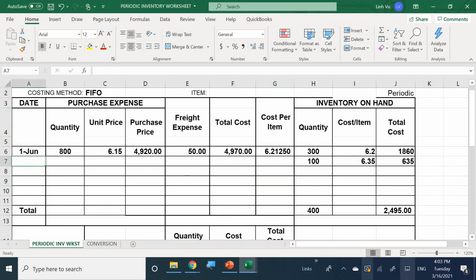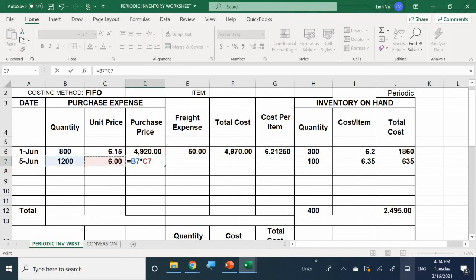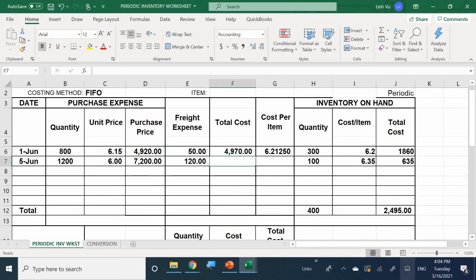So again, let's say on June 5th, I made another purchase of 1,200 items, right? And this time it dropped significantly, so now it's $6. So what's my total purchase price? It's 7,200. Good. Now let's say freight cost me $120. 7,320. Good. So what is now my cost per item? $6.10. $6.10 even.